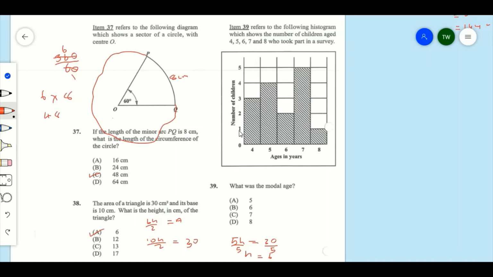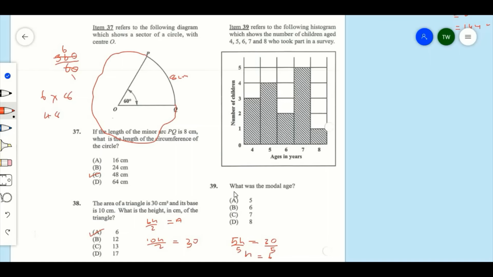So one child's age would be 8, right? Based on the graph, 2 children's age here would be 6. 3 children's age here would be 4. And 4 children's age here would be 5. And 5 children's age here would be 7.